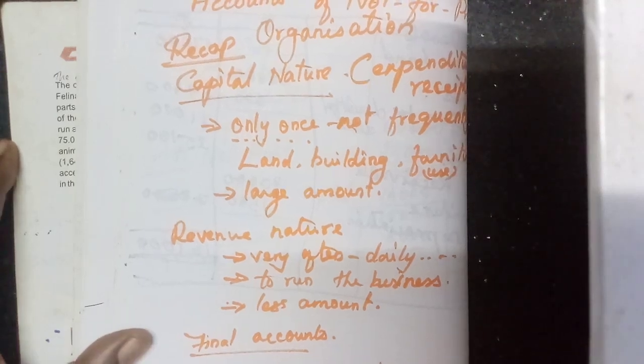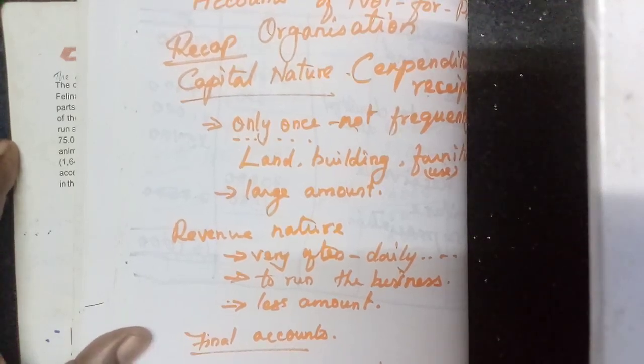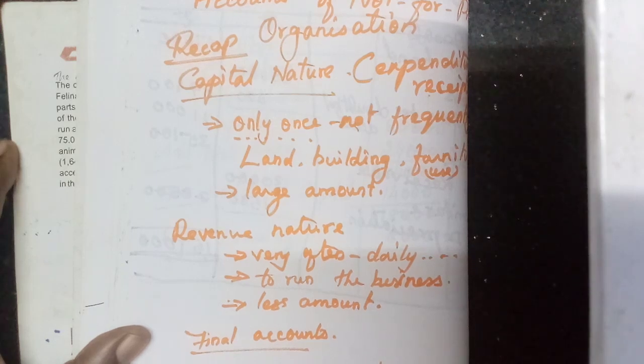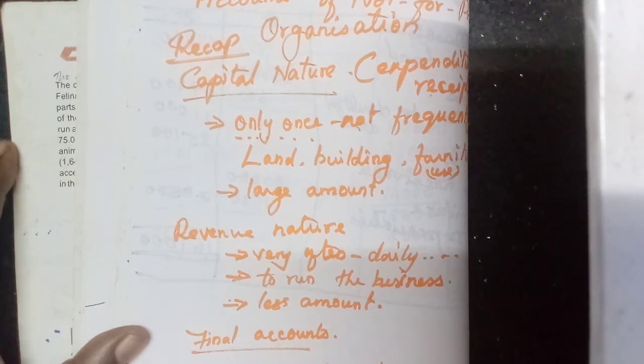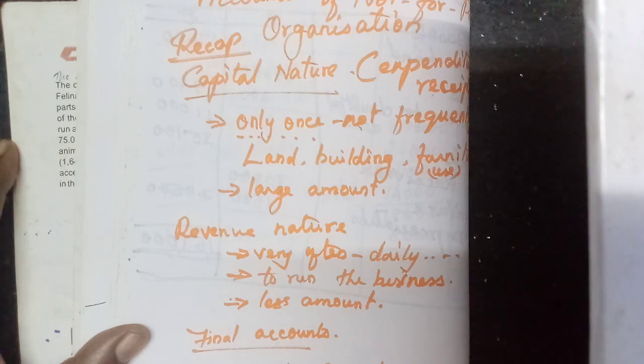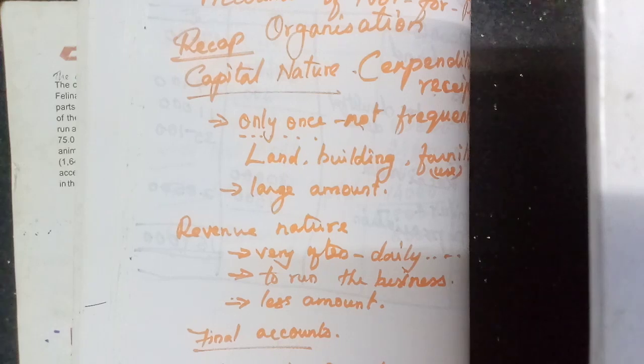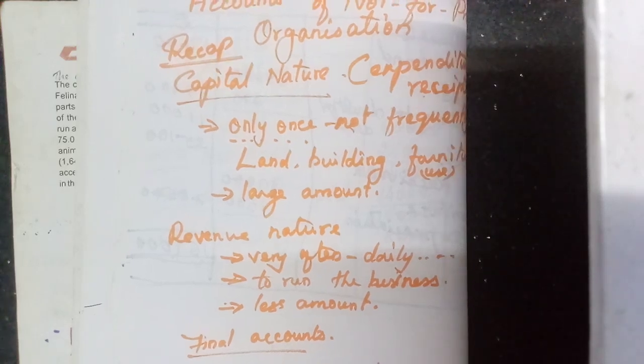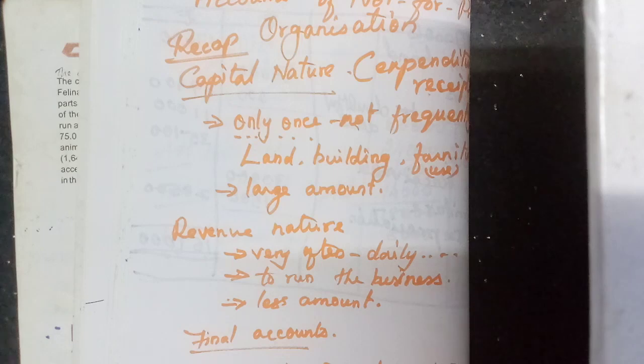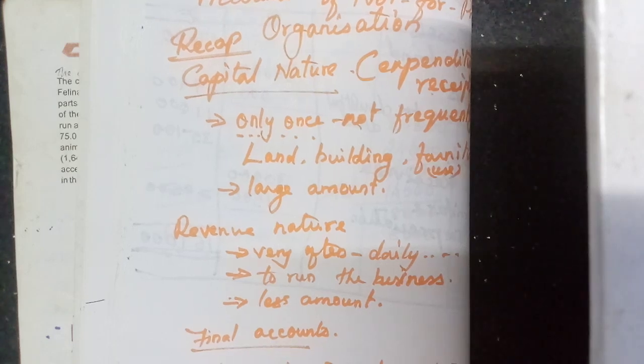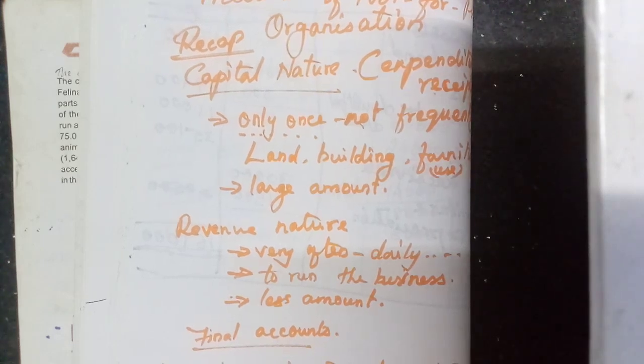Here capital means all the capital expenditure and capital receipts. So what is capital nature? For example, if we purchase a land, it is of capital nature because it will not occur very often. Once in the lifetime or very rarely we purchase land and construct a building for the organization. They are called capital expenditure. And capital income, if we borrow a long-term loan.